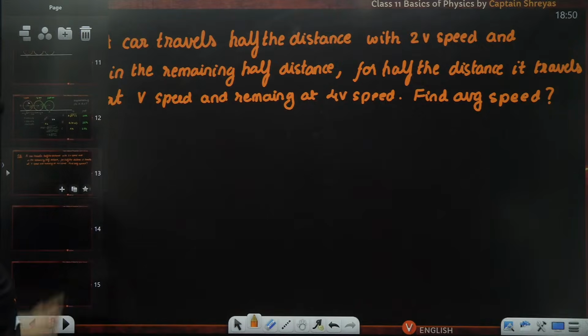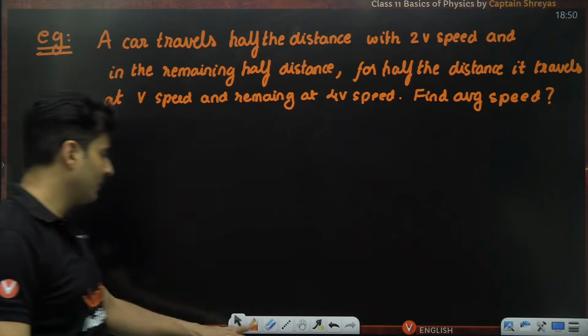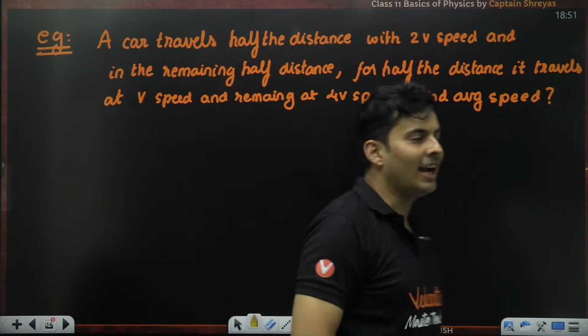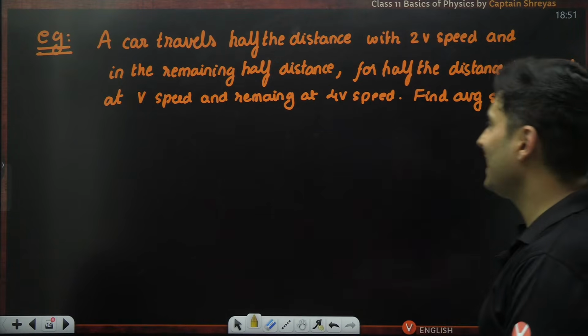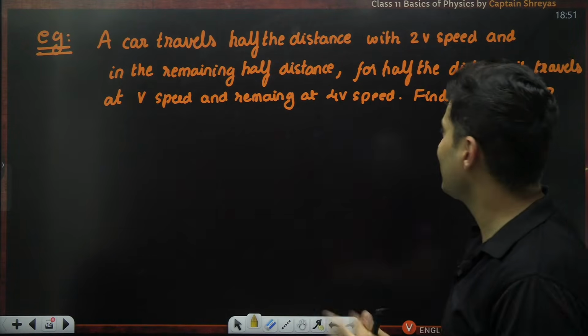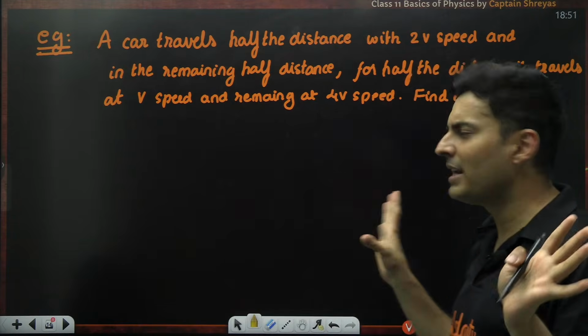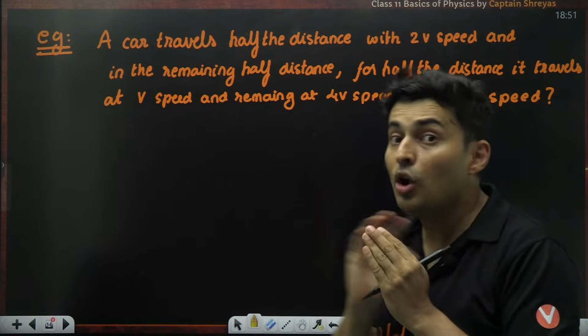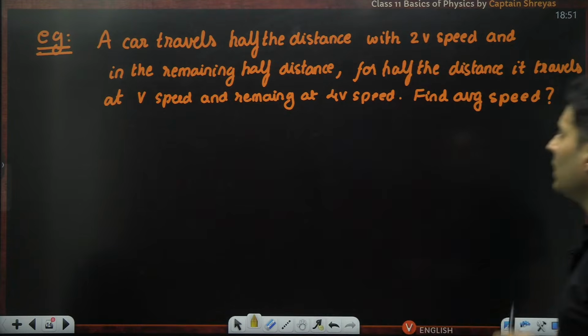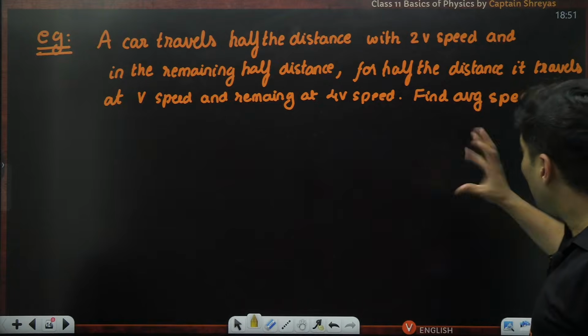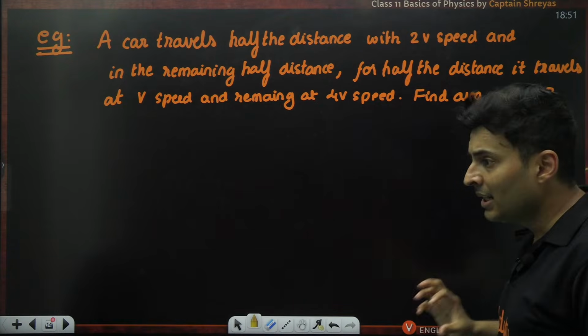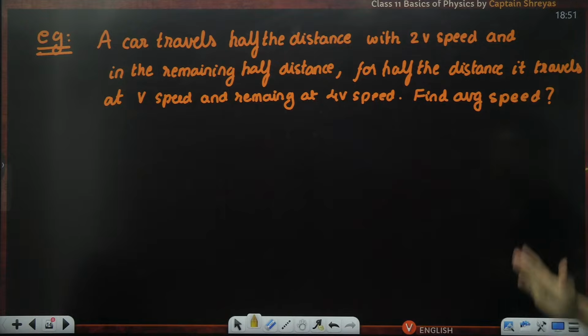This is a very good question. We need to understand it. We need to basically understand what is happening. Okay, let's see. So there is a car which is traveling half the distance with 2v speed. V is some value, variable. Answer will be in variable. It will not come in number. And that remaining half, half of that half, it travels with v, and the remaining half with 4v.